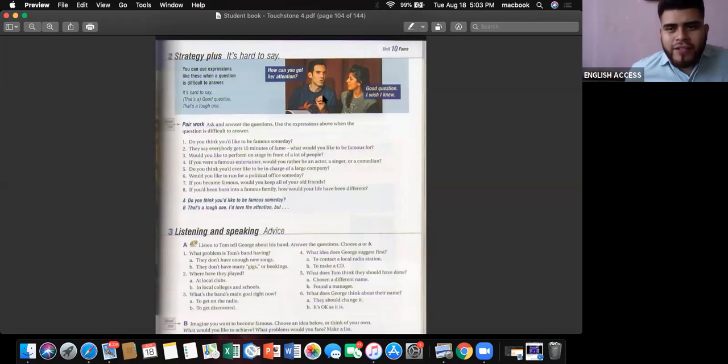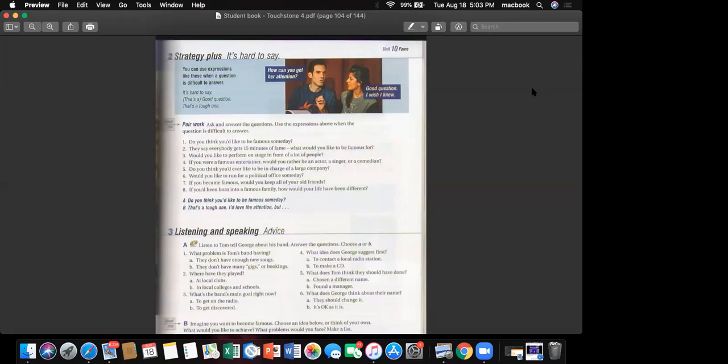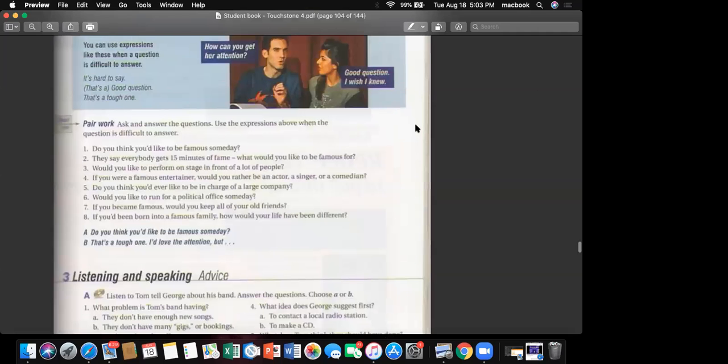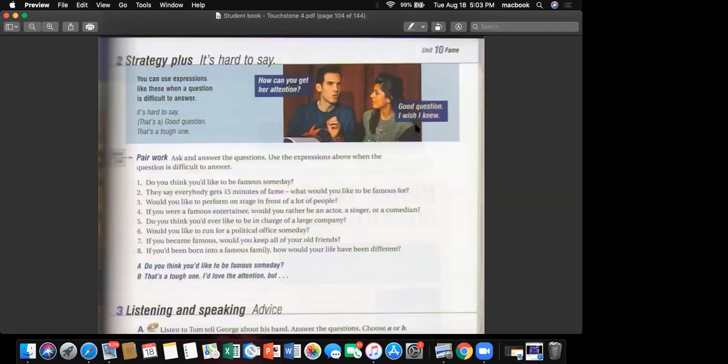Well, it's hard to say. Ismael, could you read what it says in the blue chart, please? The strategic clues. It's hard to say. You can use expressions like this when a question is difficult to answer. It's hard to say. That's a good question. That's a tough one.